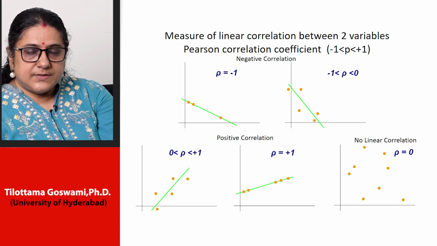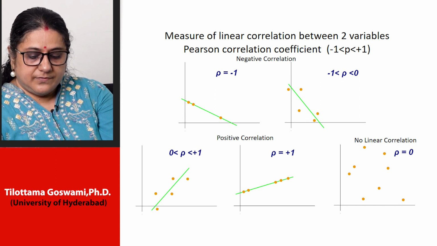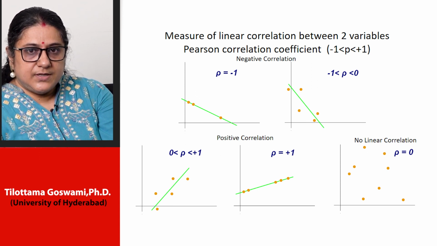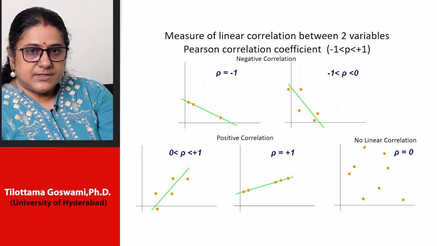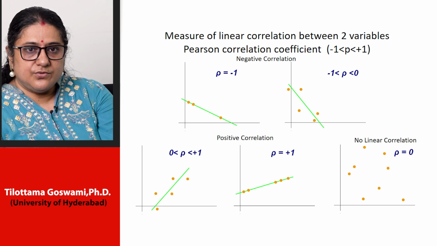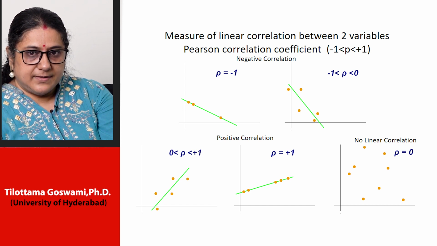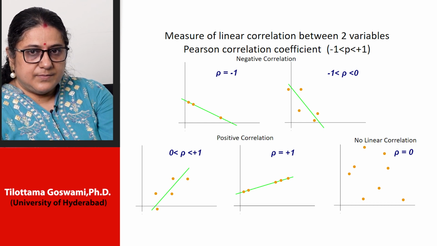There are certain methods to compute the correlation coefficient. For example, one of them is Pearson's. In the diagram, we can see the negative correlation. The coefficient is called rho, which has a value from -1 to +1. For negative correlation, rho is -1, or less than 0. For positive correlation, rho is greater than 0, maximum 1. And when there is no correlation, the rho value will be equal to or near 0.